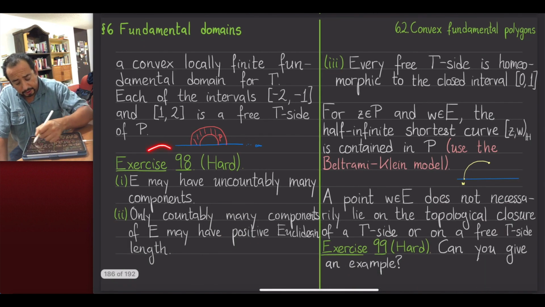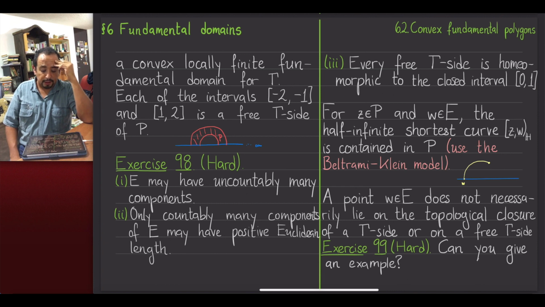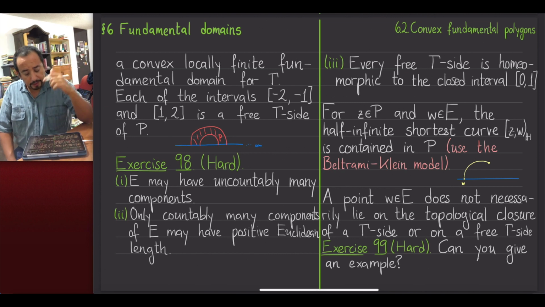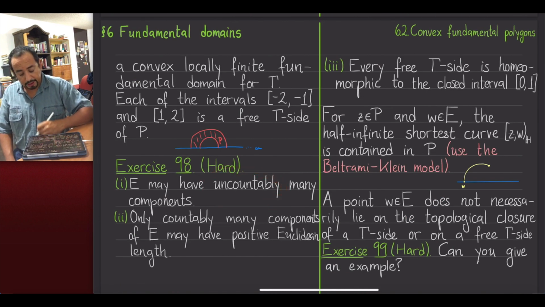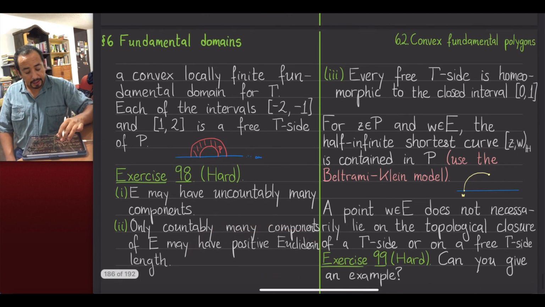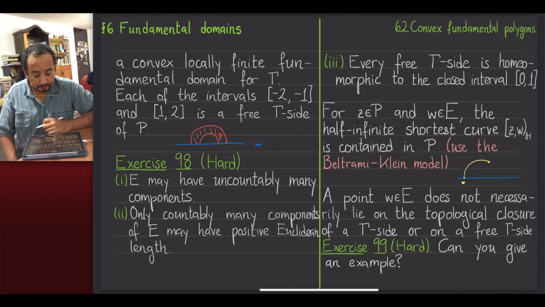Okay, so now here is an exercise which I would say is kind of hard. The exercise really consists of proving some statements from Beardon's book that I find quite hard to prove. Namely, that this set E may have uncountably many components, but even if it has uncountably many components, only countably many of them are actually gamma sites, so only countably many of them have positive Euclidean length, and that every free gamma side, so every such component with positive Euclidean length, is necessarily homeomorphic to the closed interval. So this I leave to you as an exercise. As I said, these are statements from Beardon's book.